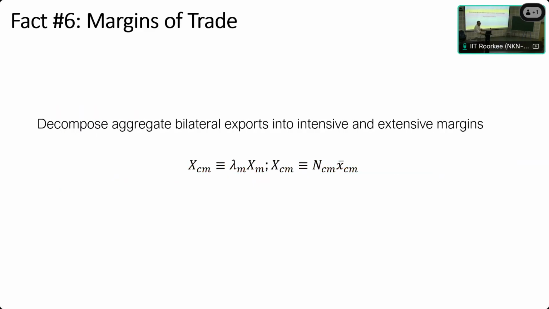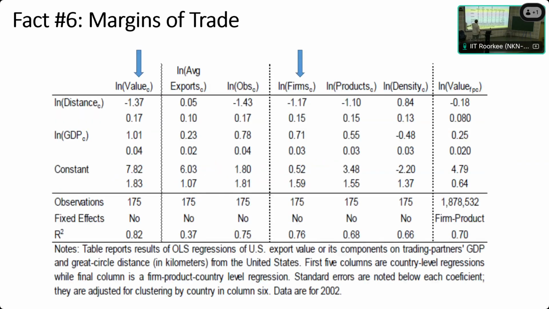Anyway, let's progress. Margins of trade. You can see here that distance has a negative effect on value. When there's a large distance, you have fewer exports.